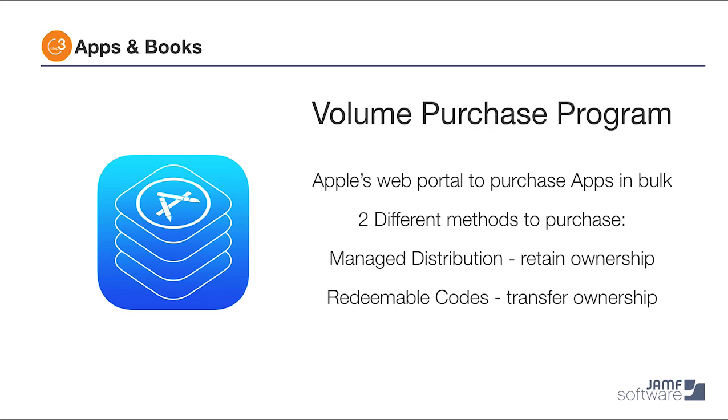Their original method, which debuted with VPP, is called redeemable codes. And this is where you download a list of redemption codes and distribute them to your end users. This method will transfer the ownership of the app to your end user's Apple ID. So make note of these two methods when you decide to buy the different apps that your students need. So let's see how this process works.